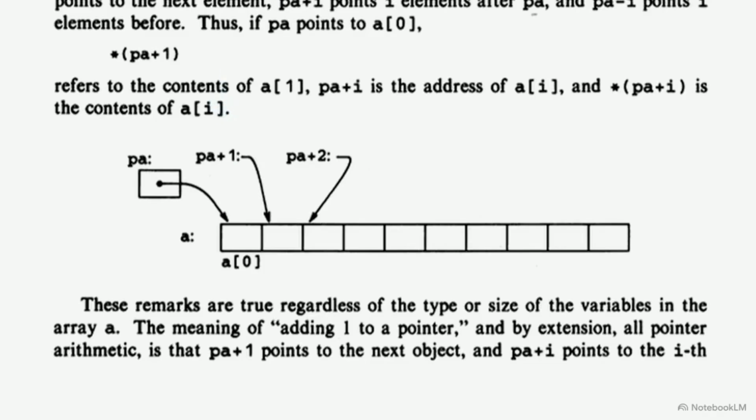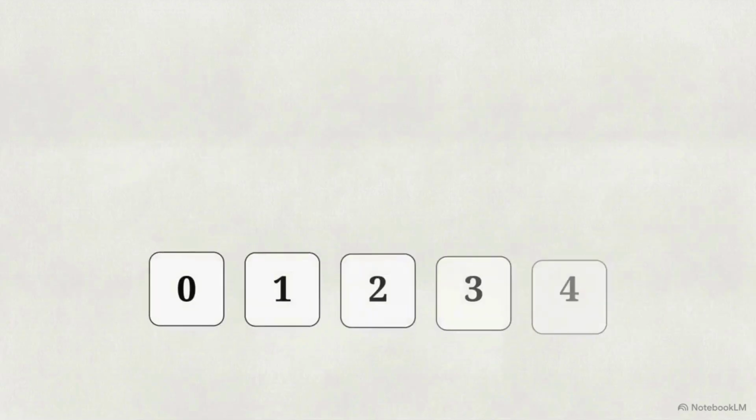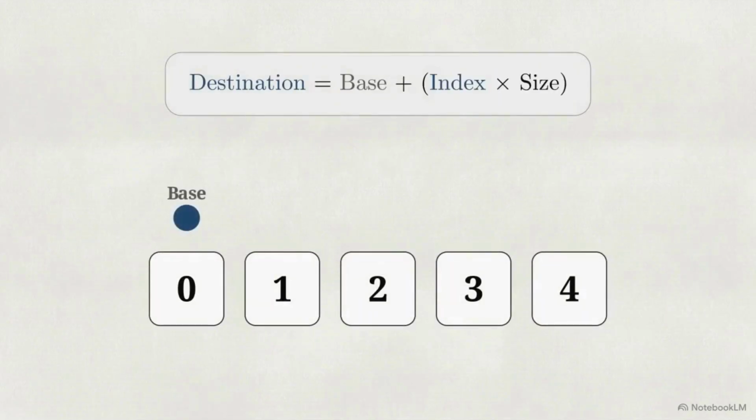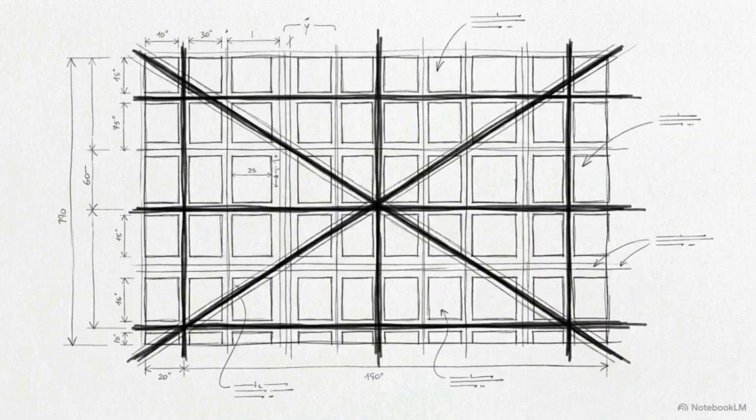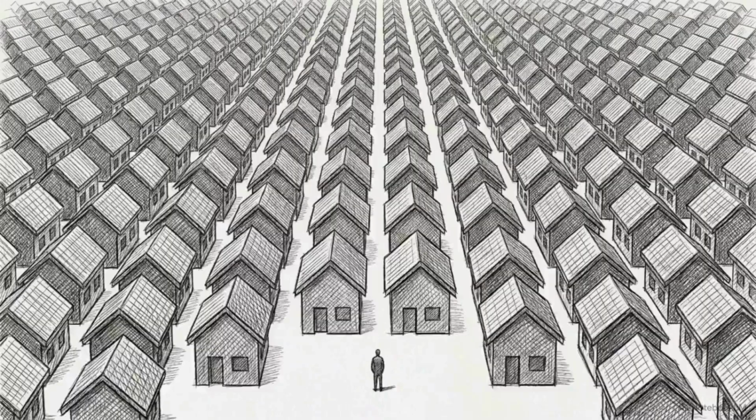Adding 2 jumps 2 down. The computer never has to search for the next house. It calculates the destination instantly because it knows exactly how far apart the houses are built. This combination of organized streets and instant navigation makes for a very predictable neighborhood, which is the perfect setup for high-speed searching. Even in a perfect neighborhood, we still have to find who we're looking for.